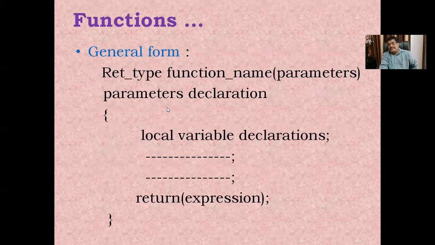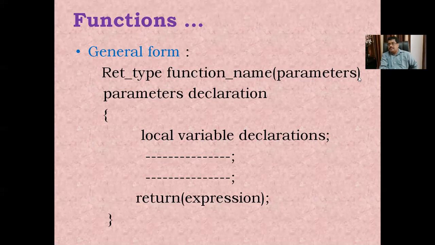What is the syntax of a function? It has a return type, meaning what type of value it is going to return. If it finally calculates an integer value and returns it, at that time we write int. Suppose it does not return any value and simply performs some task, at that time we specify the void type, and then we specify the function name.